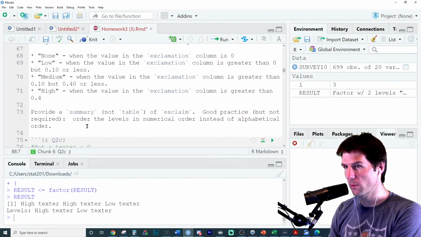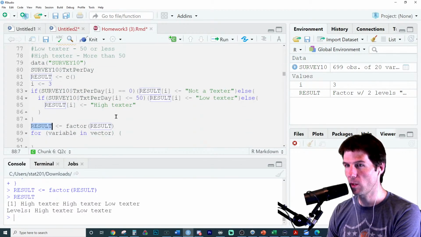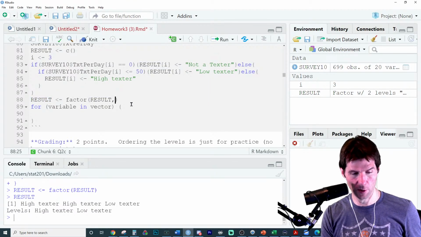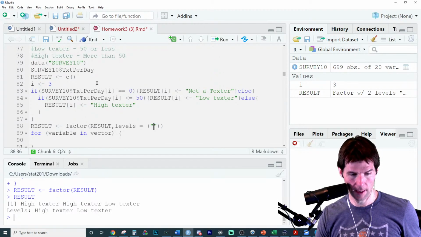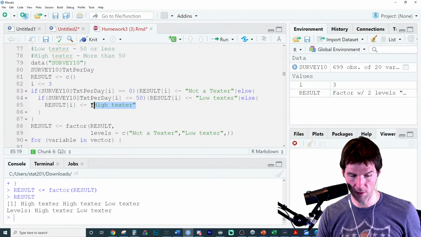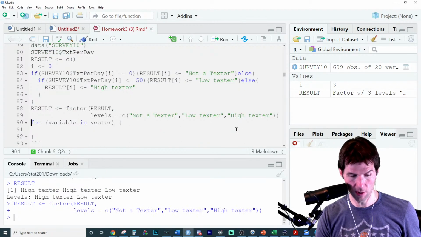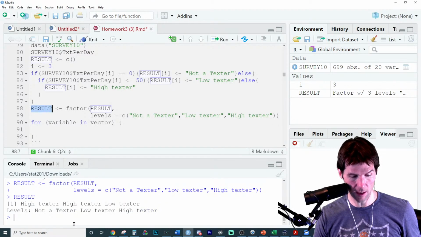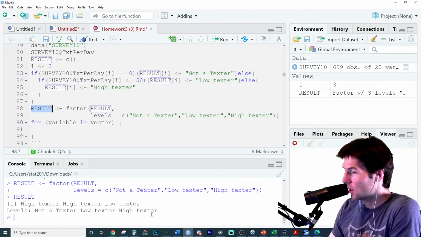So provide a table, good practice, but not required. Order the levels in numeric order instead of alphabetical. So if you want to order the levels in numeric order, we need to go here to levels equals, and then we would go and grab this. I think this will do it. We got to concatenate this vector. I'm going to put it on a new line. If you want to order things, you have to put in a levels vector here. So all I'm doing right now is ordering my vector. I should do it. And let's see. Yep, not a texture, low texture, high texture. It's still not working. I might take a look.